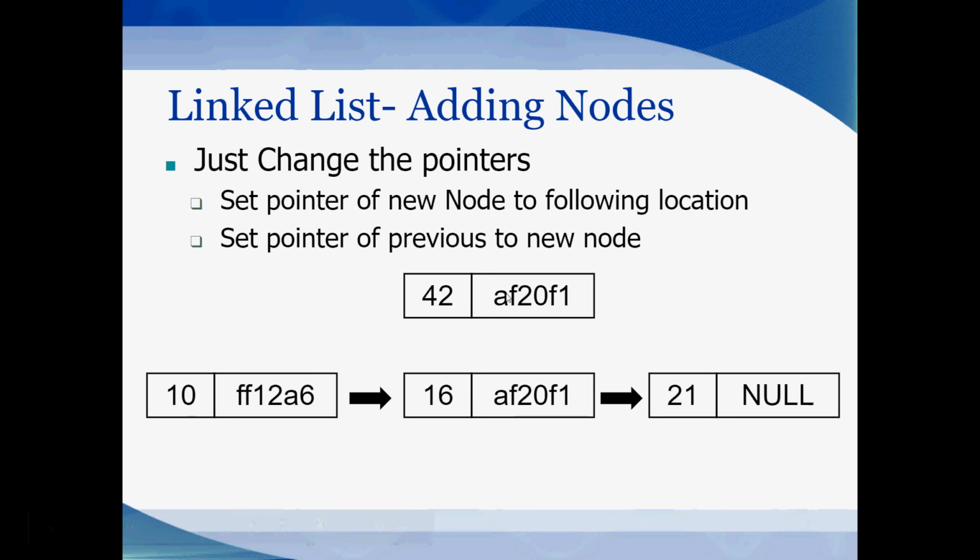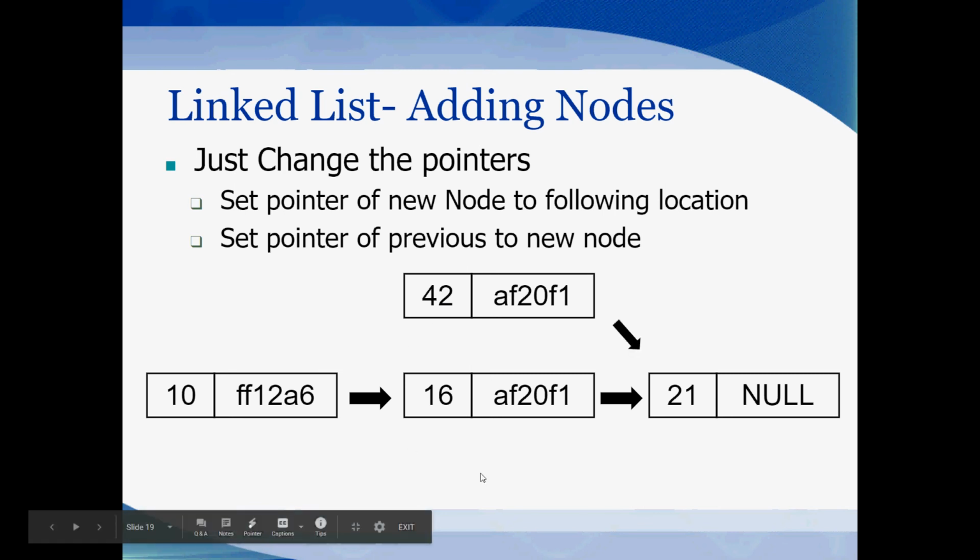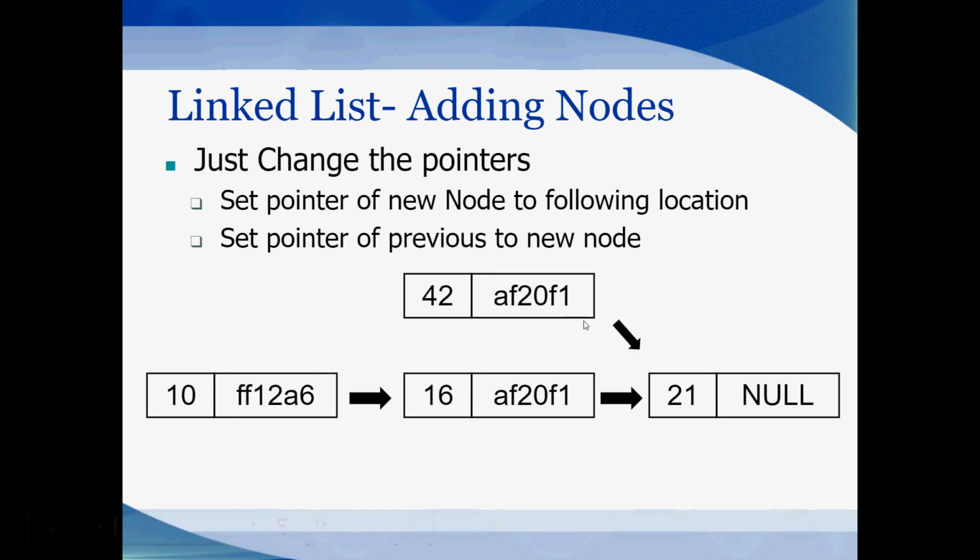I just create a new node and now I'm just going to switch my pointer. So this pointer is now pointing to the same location of this pointer. It's now pointing to that 21. And now all I have to do is change this pointer to point to my new information. And now I've got all of my information stored in memory.